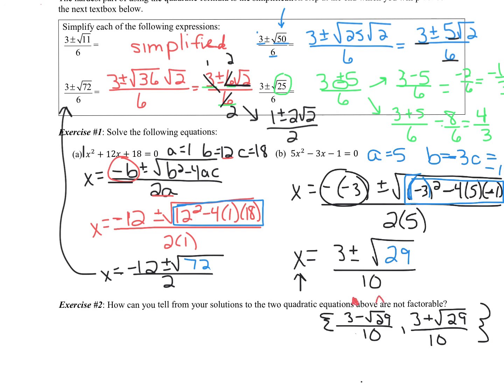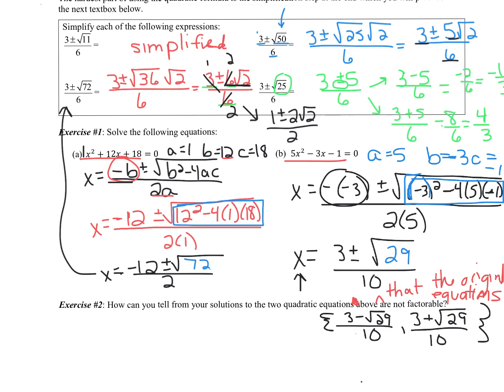So a follow-up question, how can you tell from your solutions to the two quadratic equations above that the original equations are not factorable? So I'm talking about my original equations. How can I tell those aren't factorable?